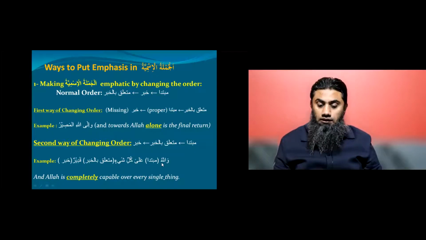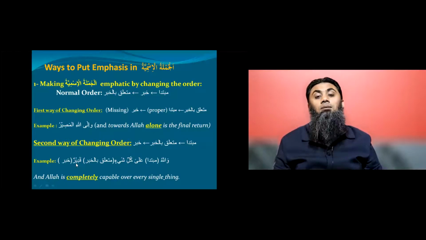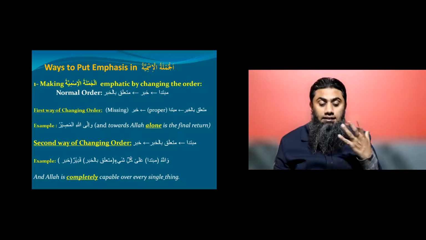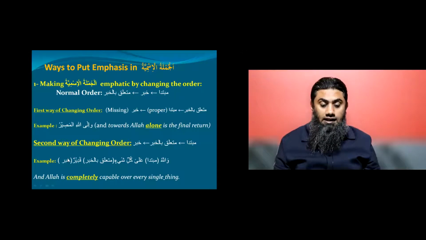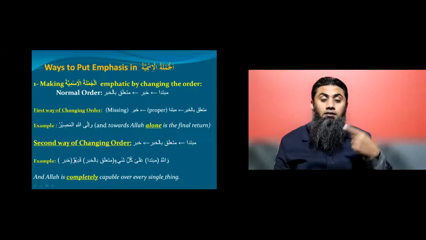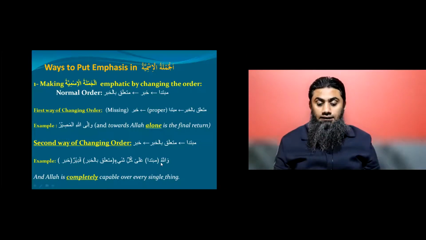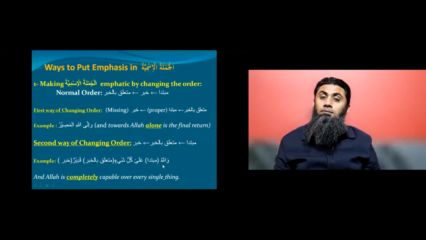So you got mubtada, after mubtada you got mutaalliq bil khabar, and then you got the khabar. Qadirun means capable. It's an ism. How do I know? Because it has tanween. Only ism has tanween. Okay. Now because of this tanween, and it is dhamma, we know it's an ism in rafa status. Now Allahu was ism in rafa status.